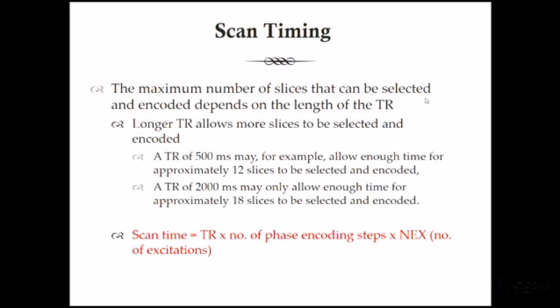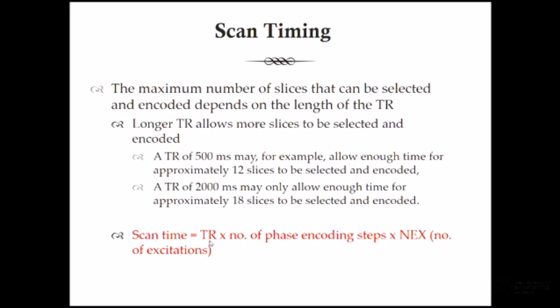So the maximum number of slices that can be selected and encoded depends on the length of the TR, depending on how much time we've got to do that. A longer TR allows for more slices to be selected. Characteristically, we can do more slices with a long TR. So it's saying here if we have a TR of say 500 milliseconds, we can get about 12 slices. If we had a TR of 2000, we might get 18 slices. But the important thing here is just this scan time equation.